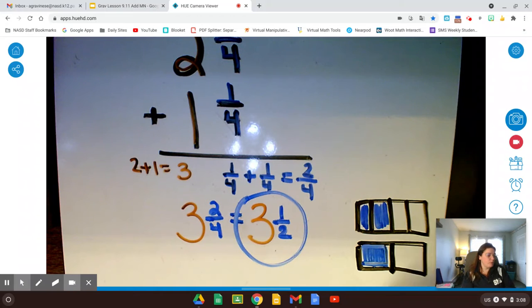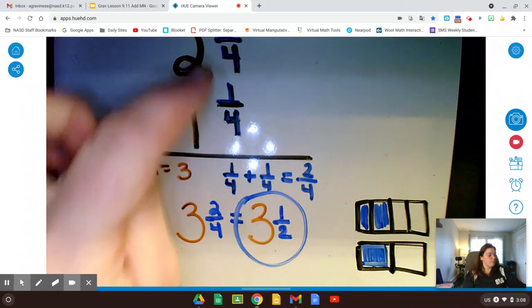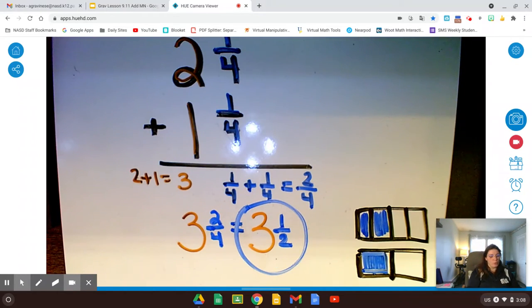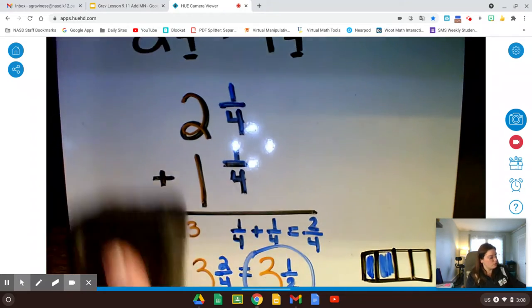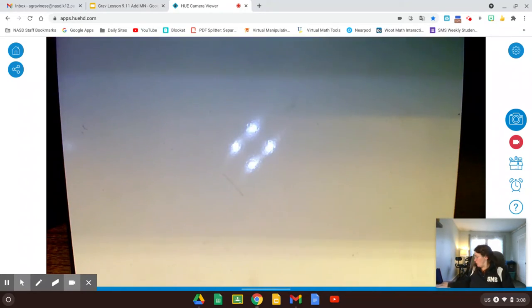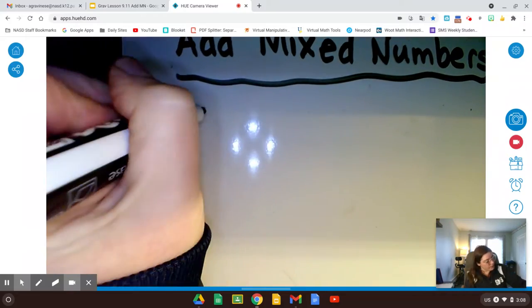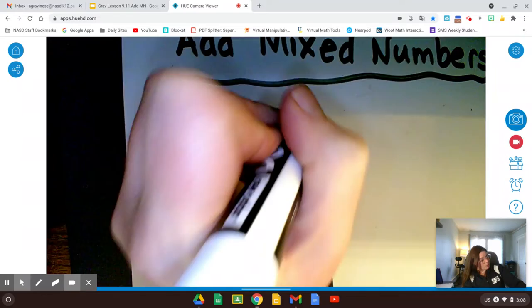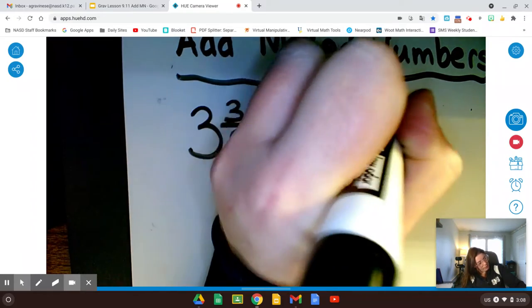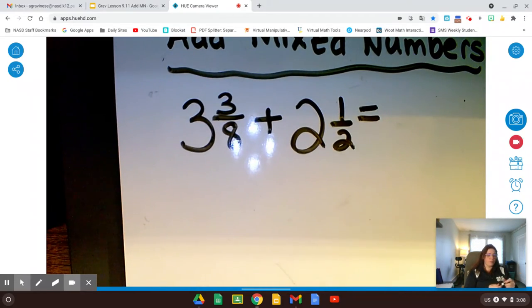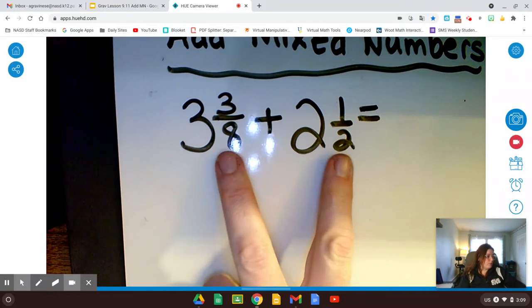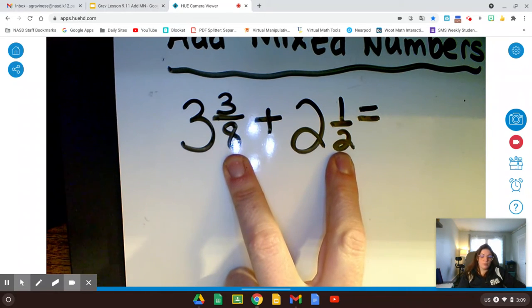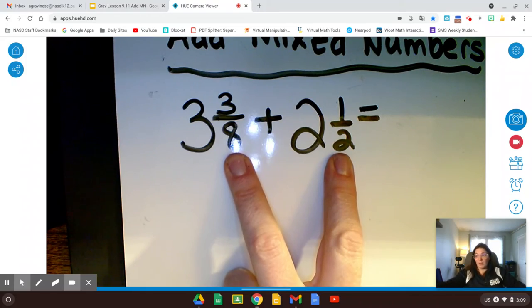Now, not every problem is going to have common denominators. So I want to show you what to do when you don't have common denominators. So let's say we have this example. 3 3/8 plus 2 1/2. So now we have some steps to take because my denominators are different. Okay, I have to make them common denominators.